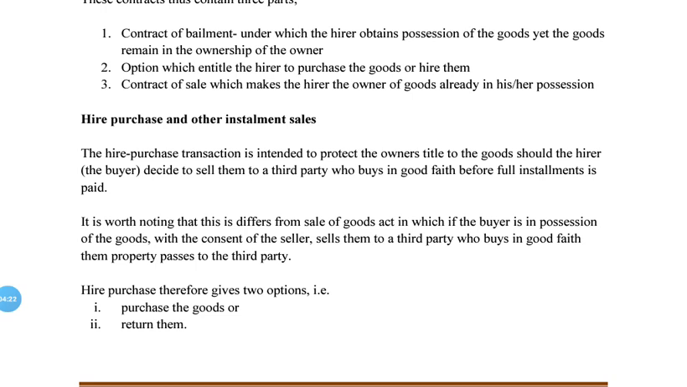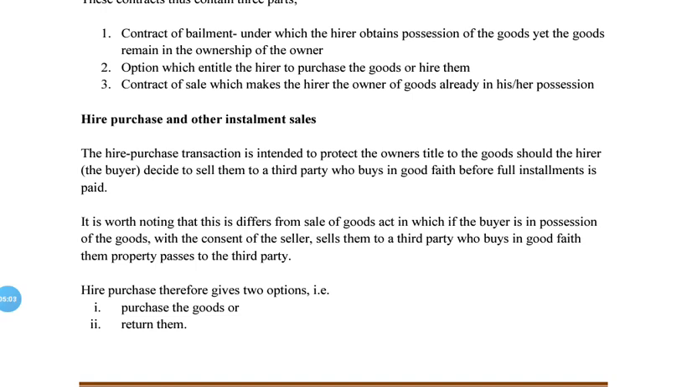Remember, hire purchase is a contract of hiring where you buy a machine without paying the whole cash price. You only pay a deposit, then later you pay equal monthly installments. The hire purchase transaction is intended to protect the owner's title to the goods should the hirer, that is the buyer, decide to sell them to a third party who buys in good faith before the full installment is paid.